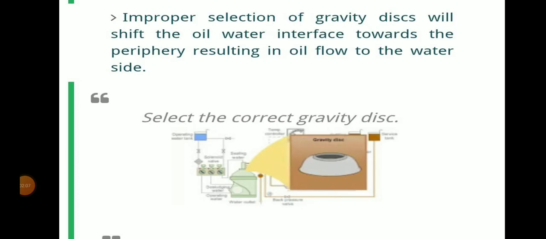Then improper selection of gravity disc will shift the oil water interface towards the periphery, resulting in the oil flow to the water side. If we select an improper gravity disc or dam ring, it will affect the interface. We have to select the proper gravity disc.